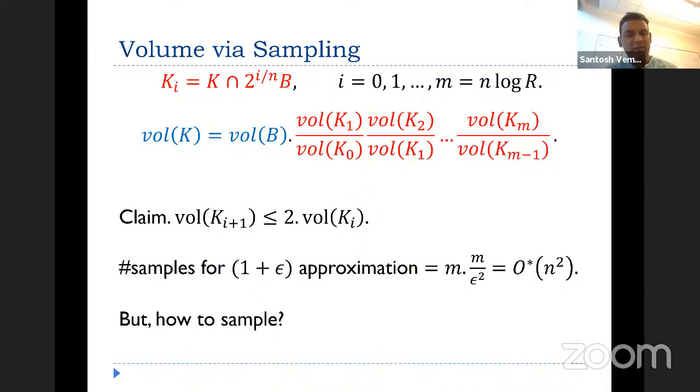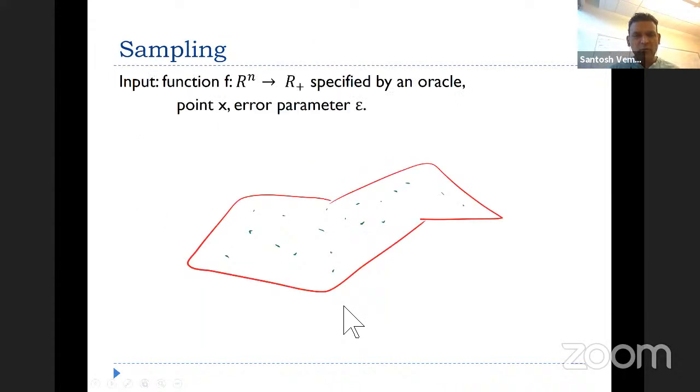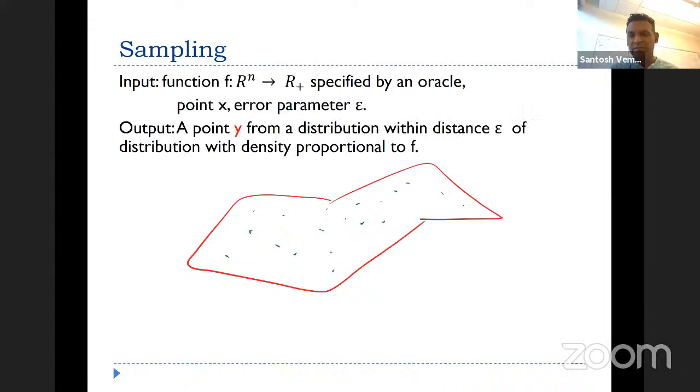So this is assuming that we can sample. Now remember, the sampling problem is not just from a ball anymore, it's from some convex body, and we want to see what fraction of the samples fall in a different convex body. This takes us to the sampling problem, which is very interesting on its own: given access to a function proportional to a desired density, can you sample from this density?